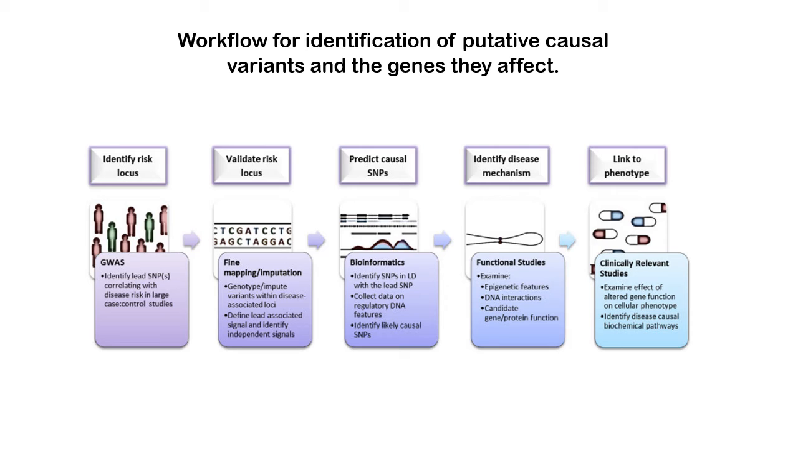Bioinformatics can then be used to both locate and functionally annotate SNPs in linkage disequilibrium with the lead SNPs. In non-coding regions, SNPs coinciding with regulatory features such as histone modifications or transcription factor binding sites are most likely to have an effect on gene expression.